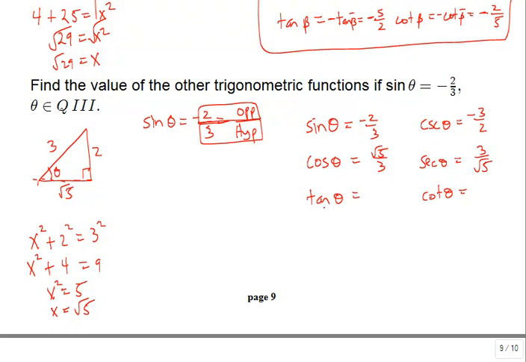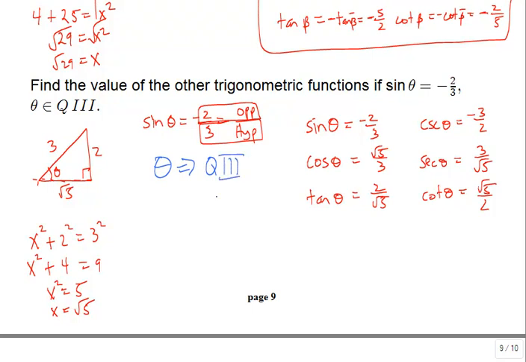What would tangent's fraction be? It would be opposite over adjacent. So the 2 over the root 5. So that makes cotangent equal to root 5 over 2. So what I like to do is just draw myself a very simple right triangle, sort of thinking of it as being in quadrant 1, find out all 6 of my fractions, and then I go back in and I use the fact that theta is in quadrant 3.